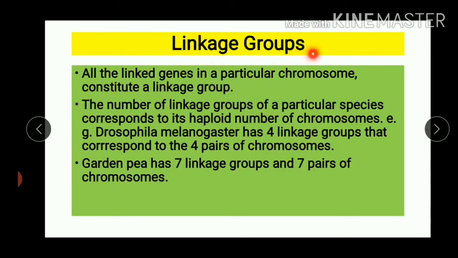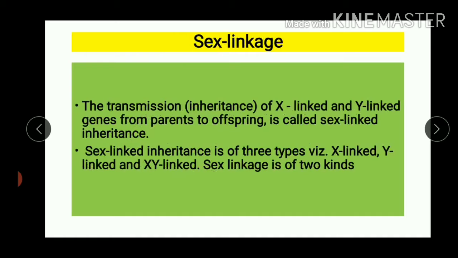Linkage groups. All the linked genes in a particular chromosome constitute a linkage group. The number of linkage groups of a particular species corresponds to its haploid number of chromosomes. For example, Drosophila melanogaster has 4 linkage groups that correspond to 4 pairs of chromosomes. Garden pea plant has 7 linkage groups and 7 pairs of chromosomes.